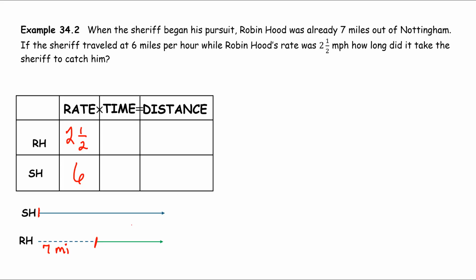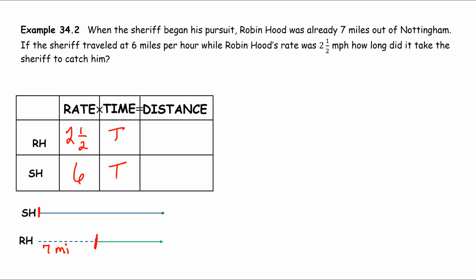So the sheriff is getting ready to start his pursuit. Robin's over here. We're getting ready to start. It's kind of like a race. So he's going to start chasing Robin, and Robin is going to start running from him at the same time. That's what these words are implying. And so it's implying that their times are the same, just like in a race. They started at the same time and they're going to end at the same time whenever the sheriff catches Robin. So their times are equal.